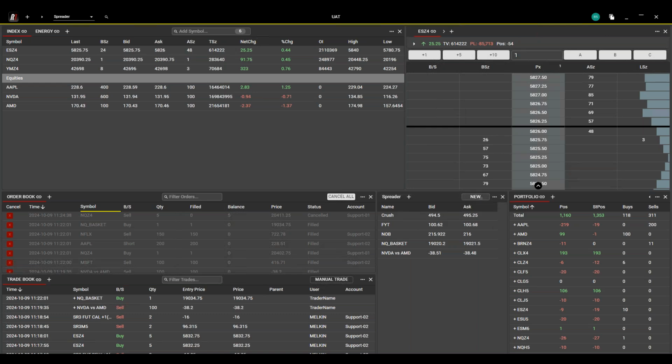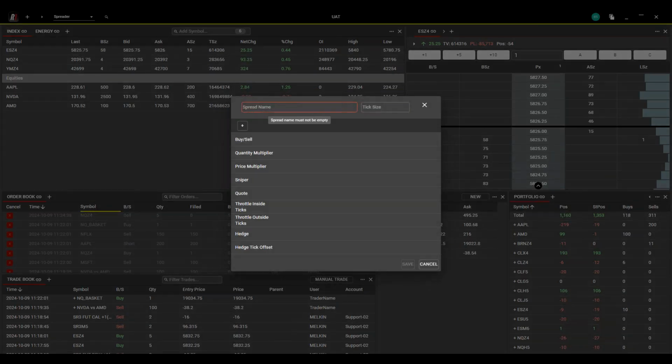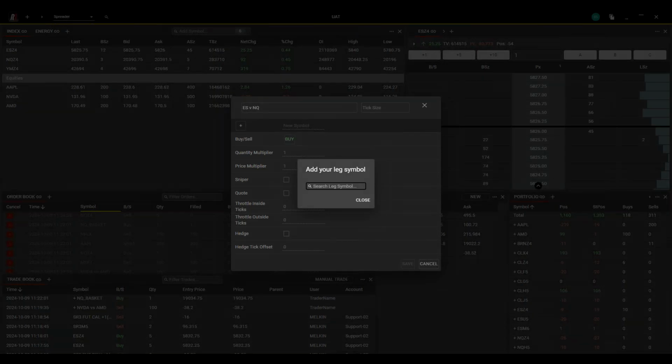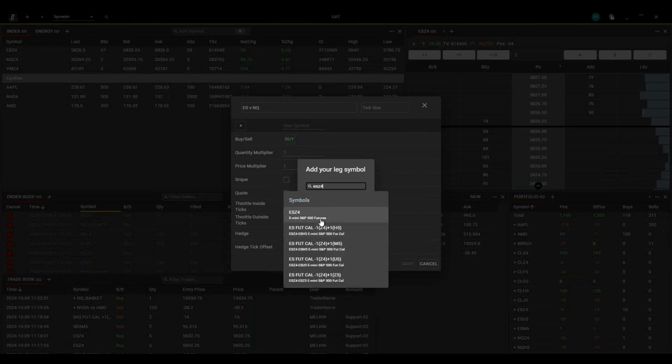To create the spread, I'm just going to hit new to create a new spread, and I'm going to give it a name. We're going to call this ES versus NQ. Obviously, you can call it whatever you like. And I'm going to start adding the legs of my spread one at a time. So my first leg is going to be, we're going to use the ESDs contract.